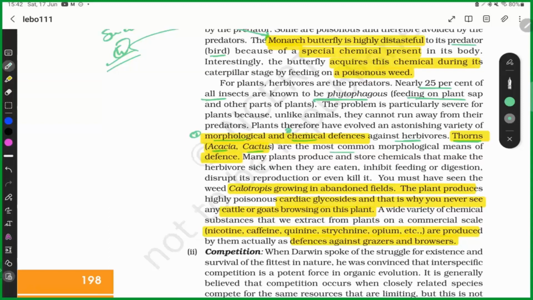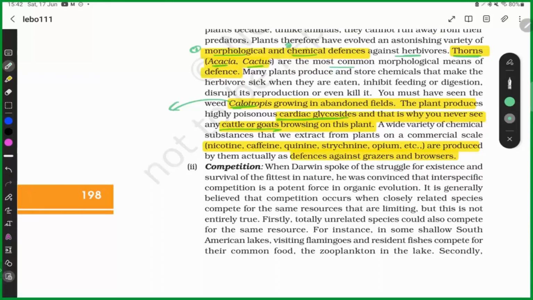Calotropis produces cardiac glycosides. That's why cattle and goats never eat them. They also produce different chemical substances like nicotine, caffeine, quinine, strychnine, opium. These are all defenses against grazers and browsers.